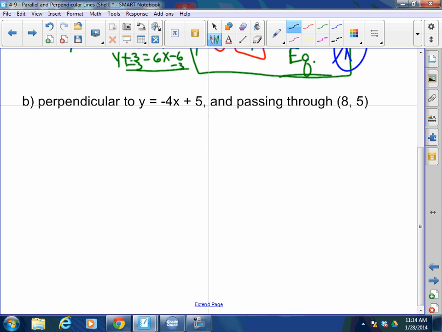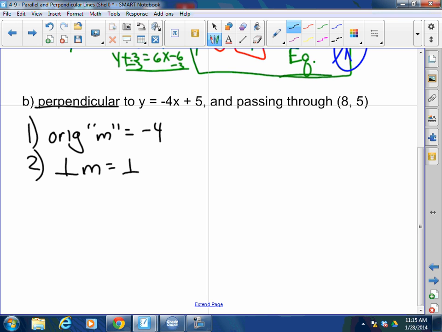Number 2. Now I want a line that is perpendicular. What's my first step? Original slope. What's my original slope? -4. Second step. In this case, we're looking for the perpendicular slope. What's the perpendicular slope? 1/4, because it's a negative reciprocal. Multiply the original by a -1 and flip it. Step 3.